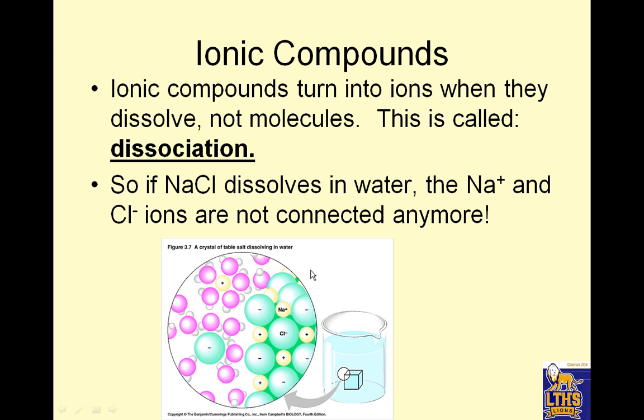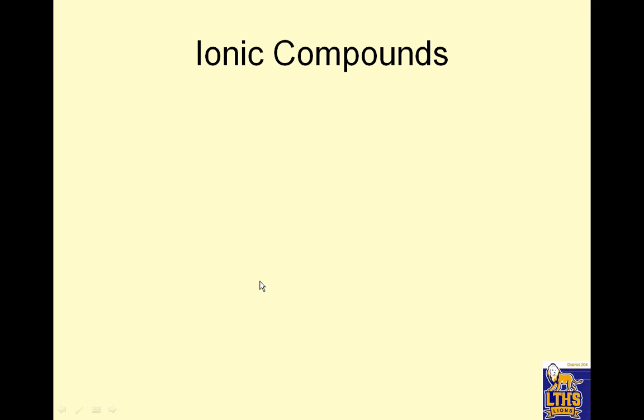How is that different than ionic compounds? Well, ionic compounds not only dissolve, they dissociate. They don't just dissolve; they dissolve and they dissociate and turn into their ions. So if NaCl dissolves in water, you get Na+ ions and you get Cl- ions. And they're not connected anymore. Here's the negative ion surrounded by the positive side of water, and the positive ion surrounded by the negative side of water.